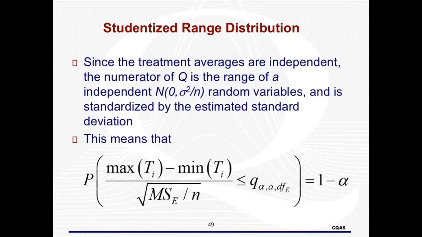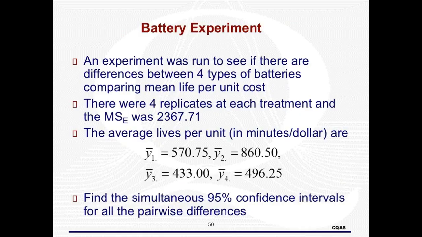The treatment means are random variables. The numerator of the statistic is the range between the largest and smallest treatment mean. That range is then standardized using an estimate of the standard deviation. The resulting distribution depends on both the number of treatments and the degrees of freedom associated with the error term. Fortunately, software handles all of these calculations for us. What's important is understanding why the range is relevant to pairwise comparisons. Let's see Tukey's procedure in action.